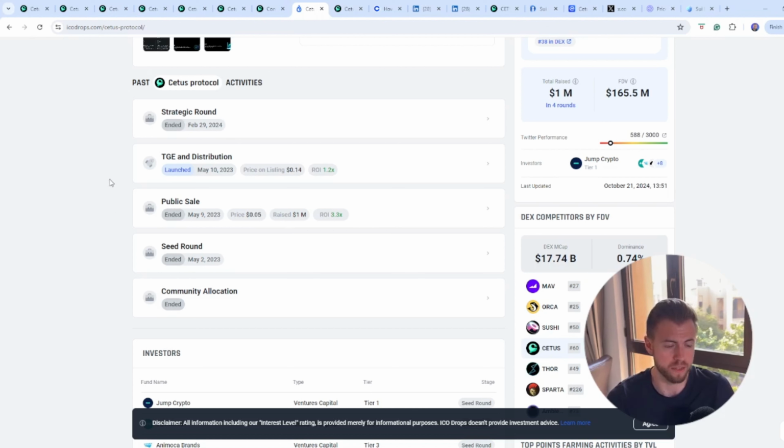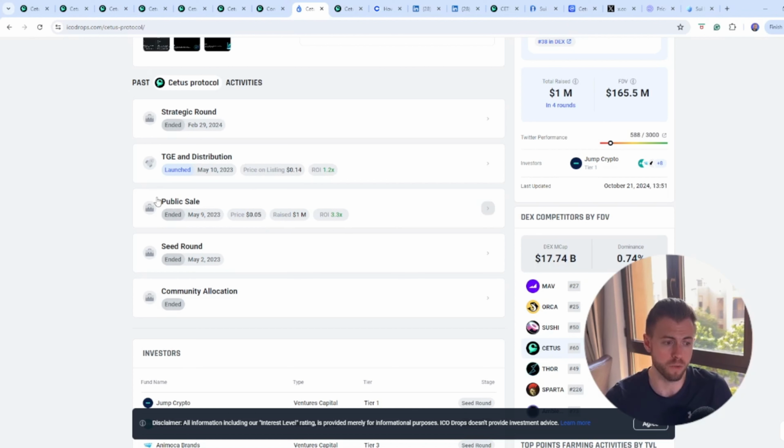So we can see here that the token generation and distribution happened with a public listing of 14 cents. We've just seen that the token is currently trading at 16 cents. So it's very, very close to the token generation price. And it's not a million miles away from the public sale price, which happened at 5 cents. It's only a 3x currently.